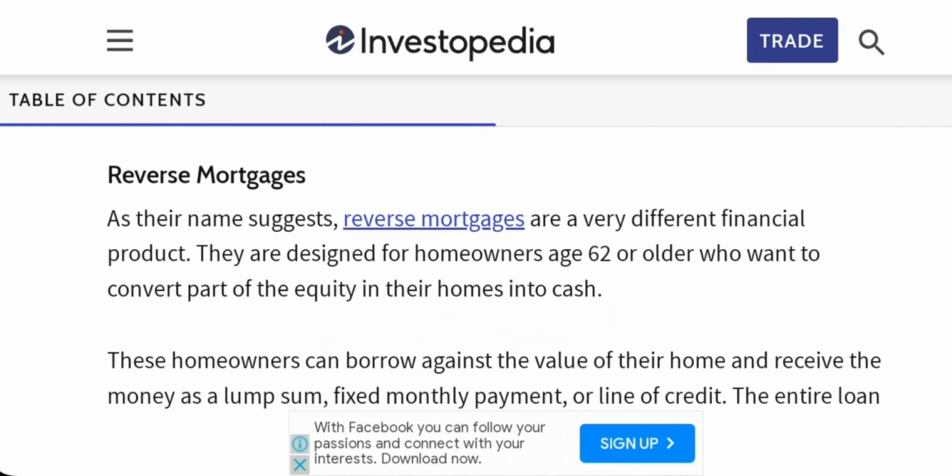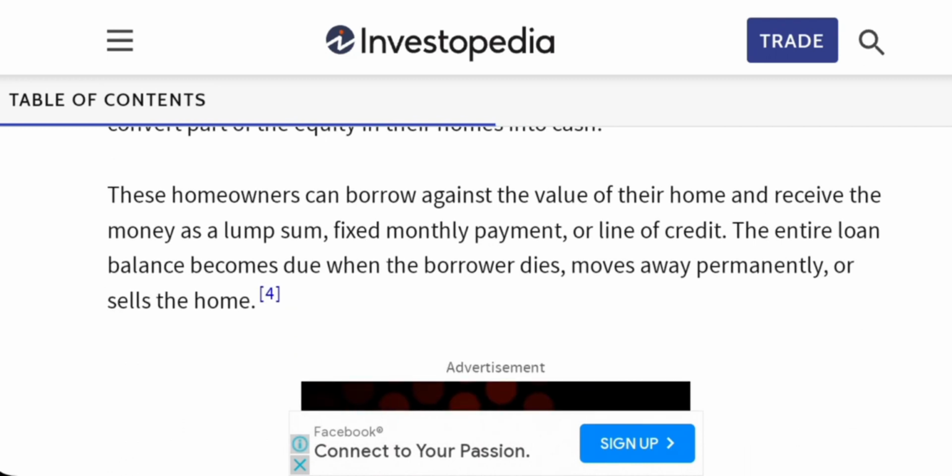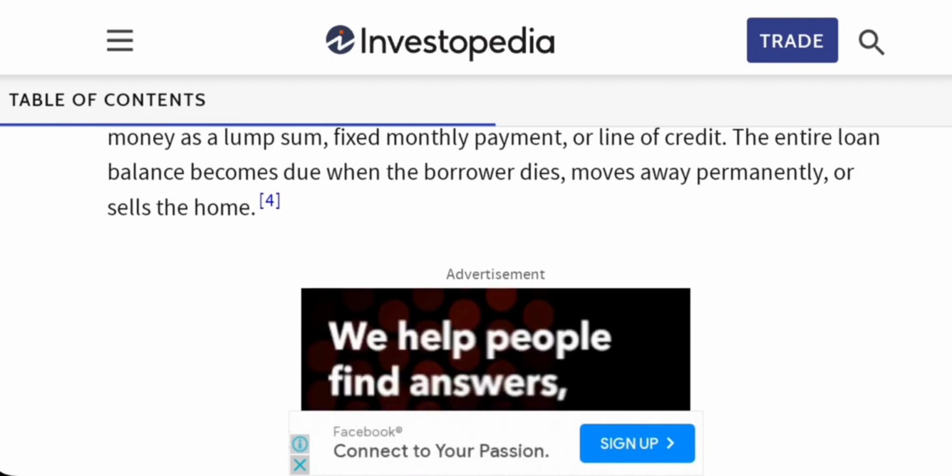Reverse mortgages. As their name suggests, reverse mortgages are a very different financial product. They are designed for homeowners aged 62 or older who want to convert part of the equity in their home into cash. These homeowners can borrow against the value of their home and receive the money as a lump sum, fixed monthly payment, or line of credit. The entire loan balance becomes due when the borrower dies, moves away permanently, or sells the home.